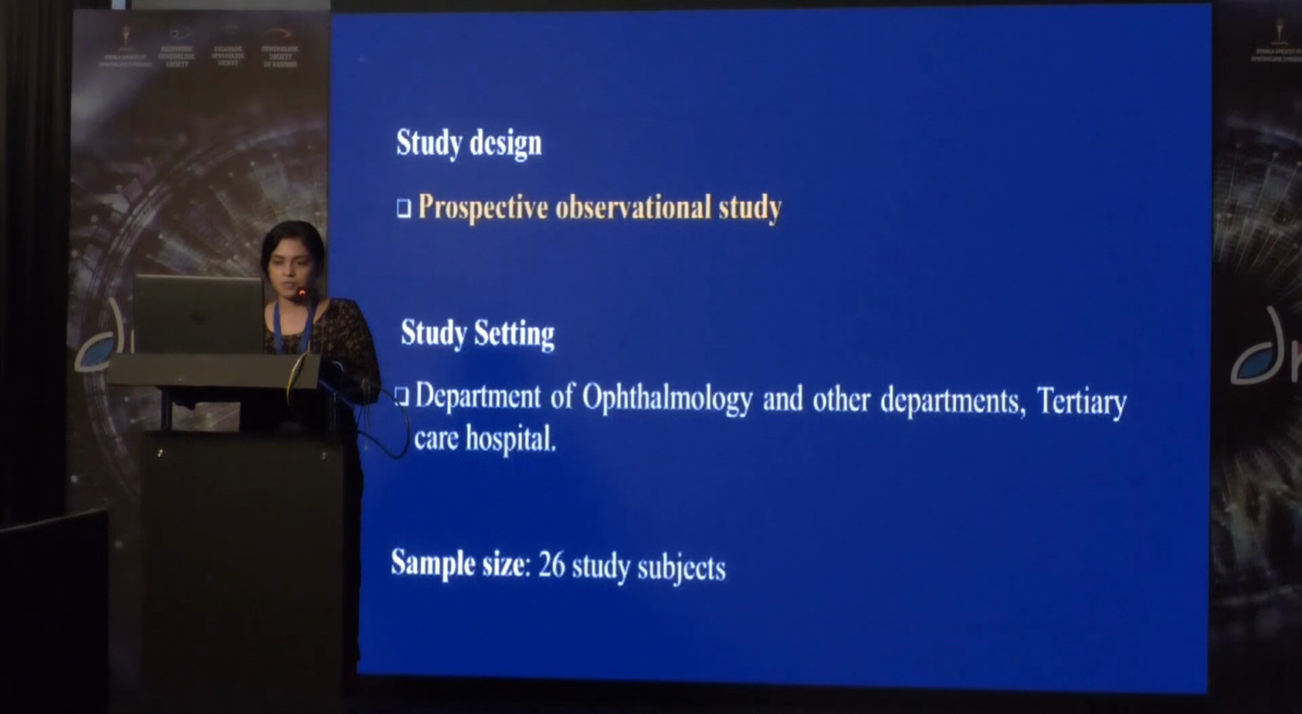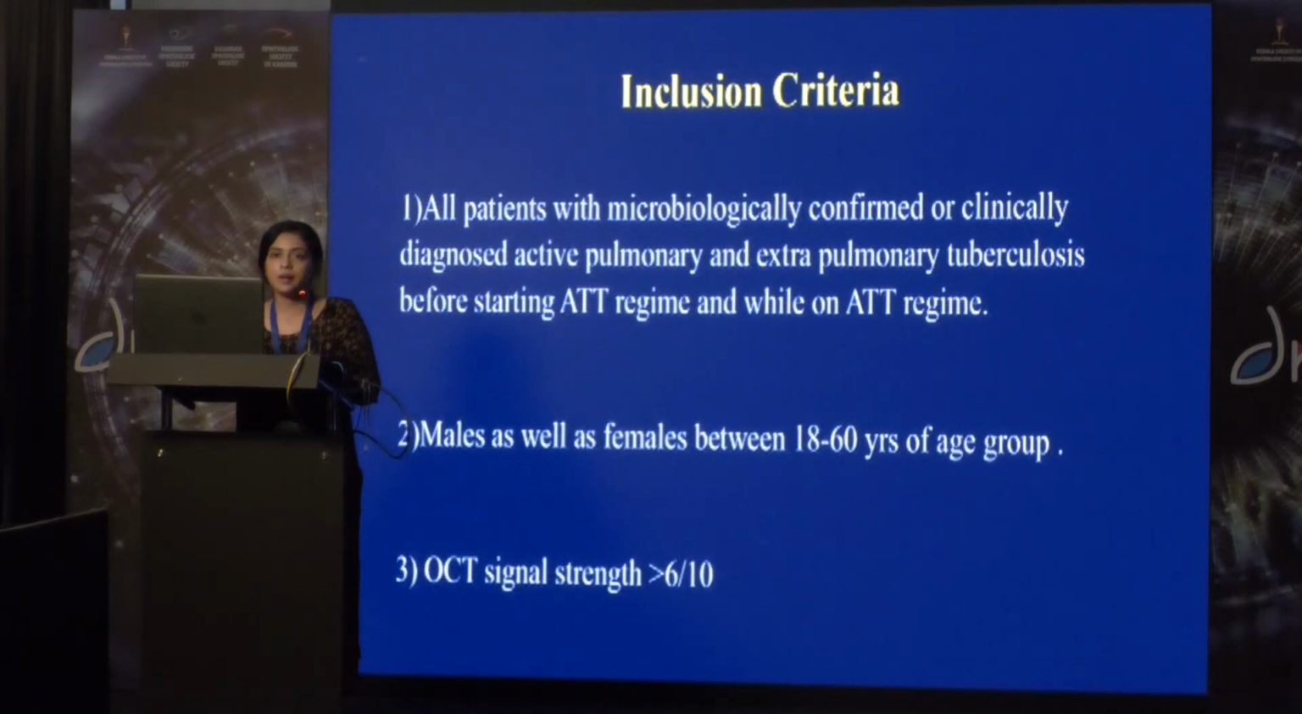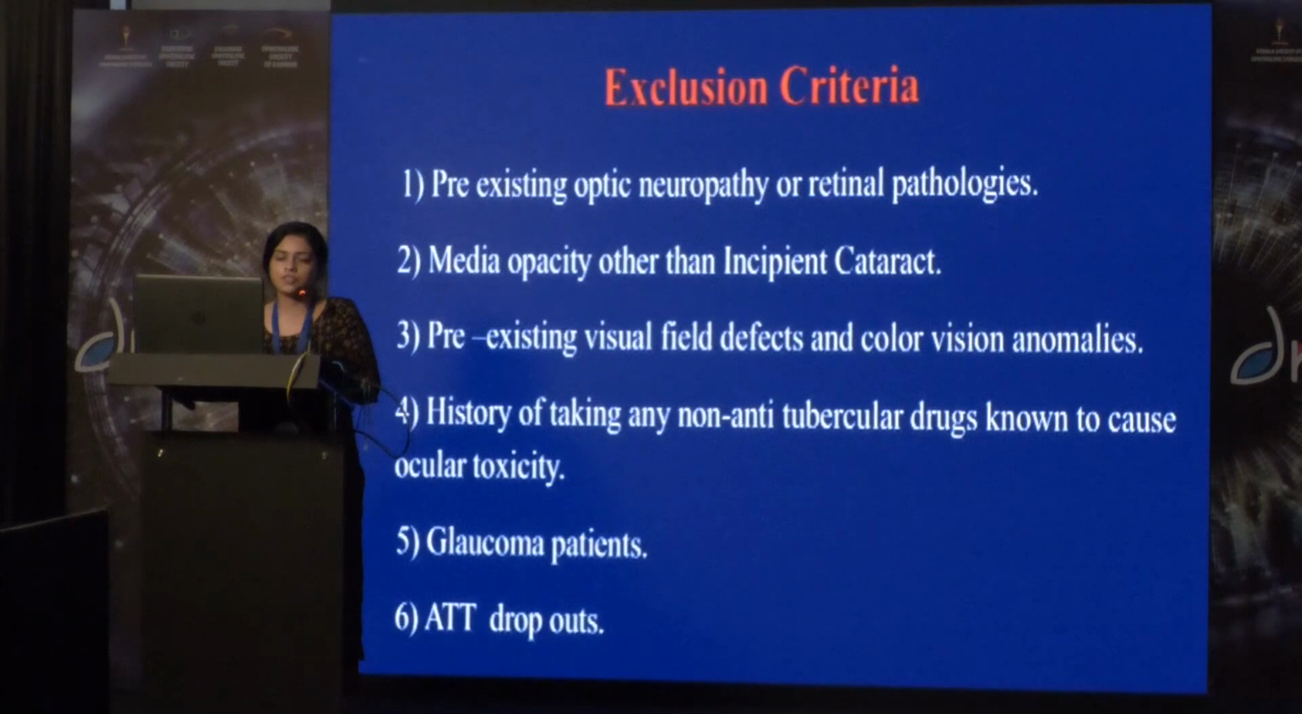The study design is a prospective observational study set in the Department of Ophthalmology and other departments in a tertiary care hospital. Sample size: 26 study subjects. Inclusion criteria: all patients with microbiologically confirmed and clinically diagnosed active pulmonary and extrapulmonary tuberculosis before starting the regimen and while on the regimen, males as well as females between 18 to 60 years of age, OCT signal strength more than 6/10.